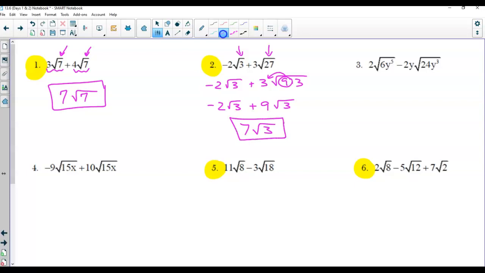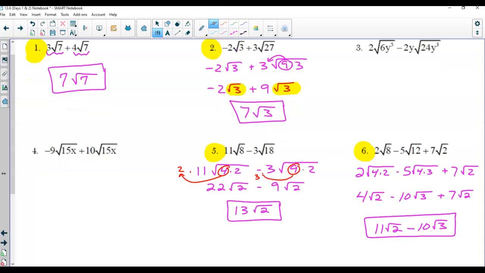But notice, I cannot put them together, okay? It's illegal. I can't put them together until they are like radicals. They need to be exactly like each other. So why don't you try 5, 6, and 8, and I'm going to come back and I'll have these answers for you and I'll explain them. Give them a shot. Hit pause.